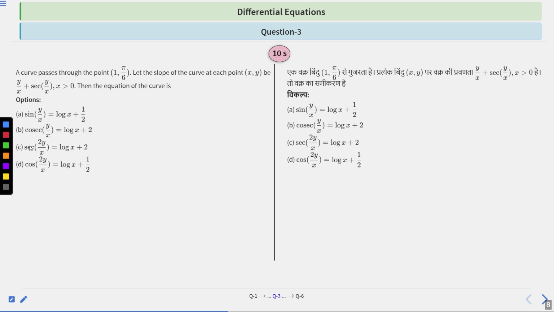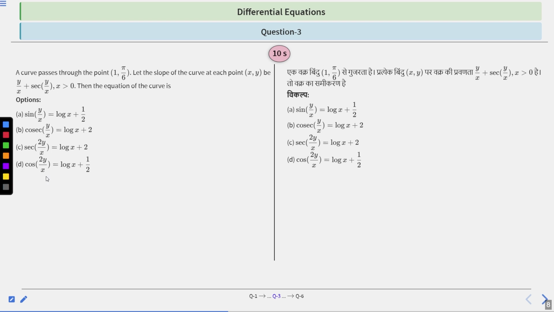Since the slope is given as y/x + sec(y/x), we can write dy/dx is equal to y/x + sec(y/x). And since this is a homogeneous equation, we can write y is equal to vx. Therefore, dy/dx is equal to v + x dv/dx.